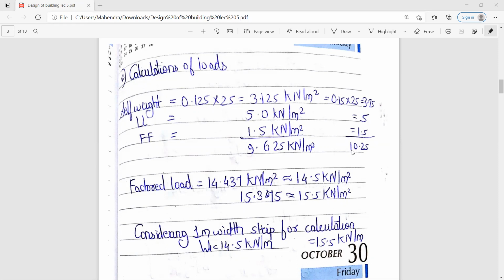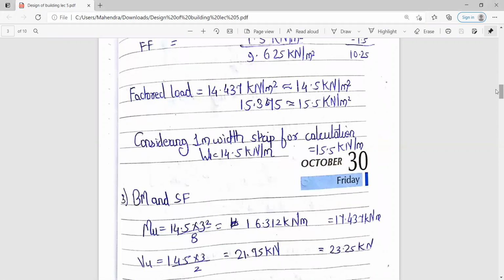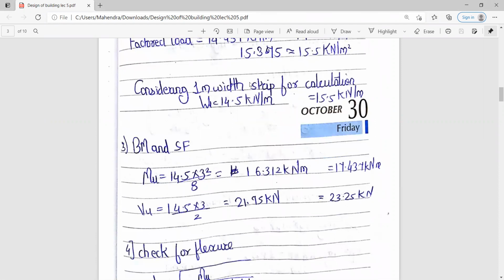Same for this load, that is for the 10.25 load. So 10.25 into 1.5, that is 15.375. That is approximately equal to 15.5 kilonewton per meter square. Now, as we are going to consider 1 meter wide strip for the calculation, for that we need to multiply it by per meter. So our factor load will be 14.5 kilonewton per meter, and here it will be 15.5 kilonewton per meter.